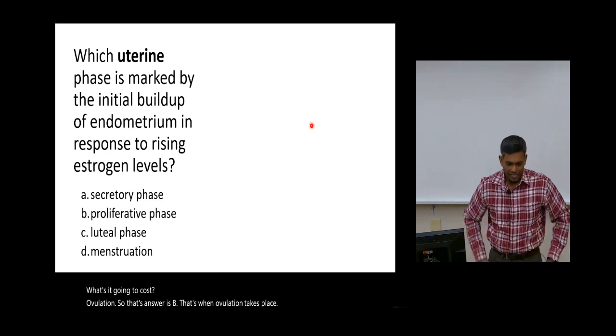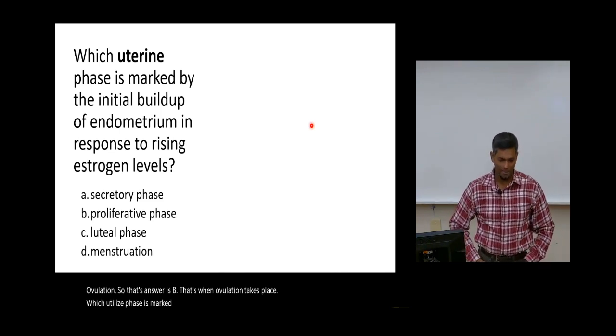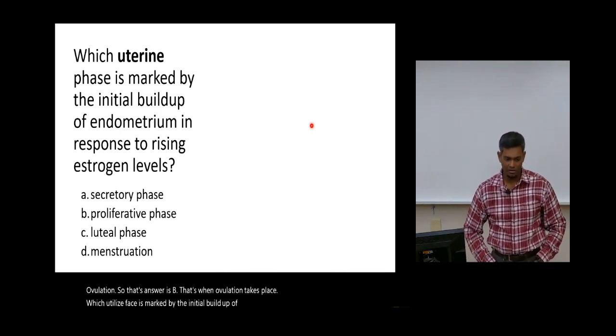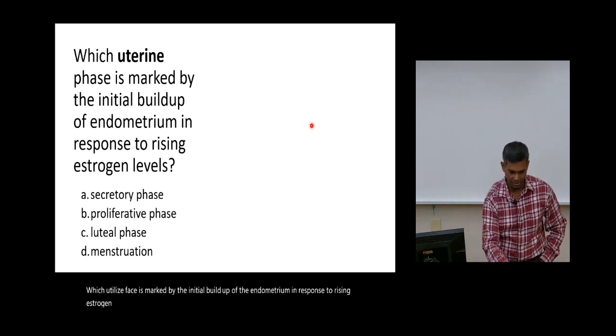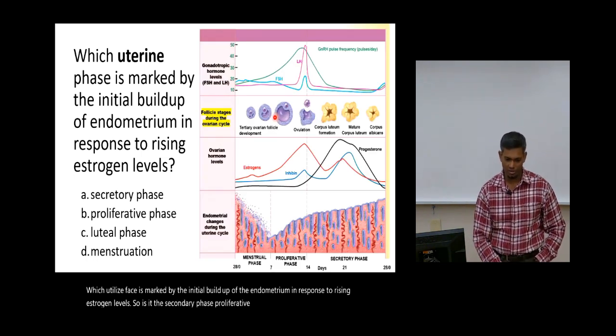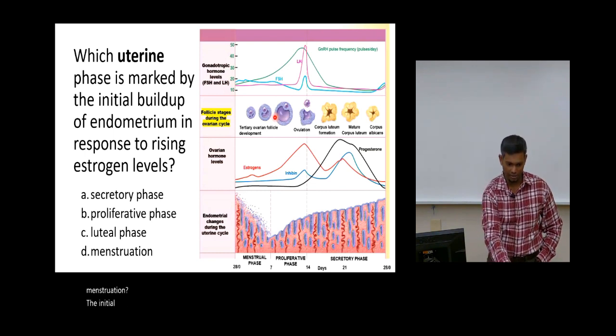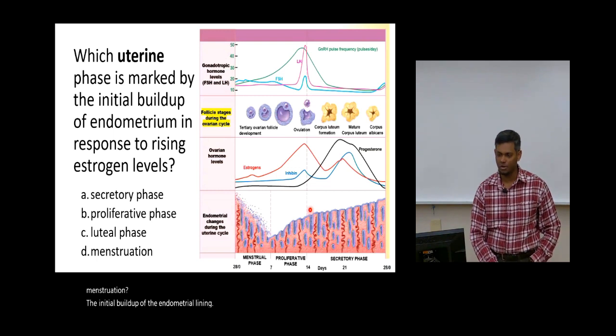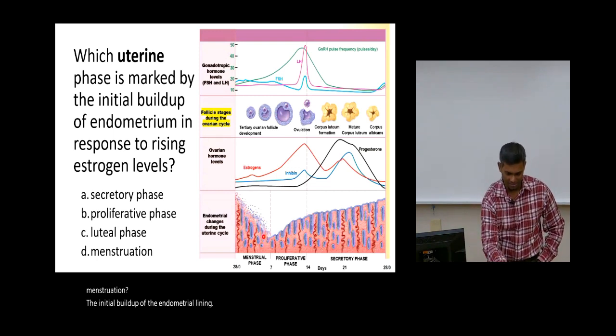Which uterine phase is marked by the initial buildup of the endometrium in response to rising estrogen levels? So is it the secretory phase, proliferative phase, luteal phase, or the menstruation? The initial buildup of the endometrial lining. What is it? Proliferative phase. Yeah, it's B, as shown right here.